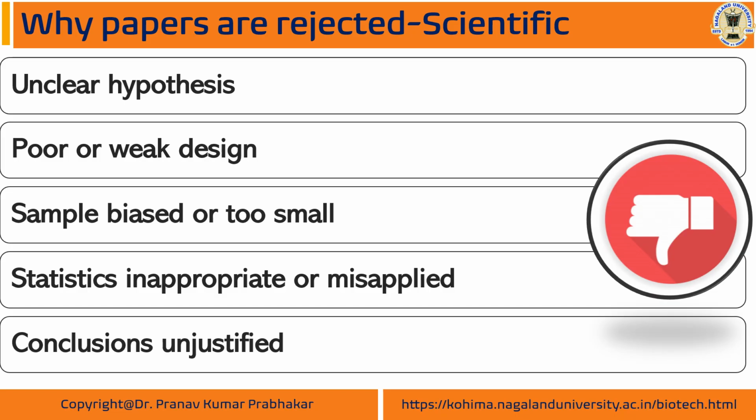Sometimes, whatever sample you have collected, if there is bias or a small number of samples which is not significant, then also the paper will get rejected. Then the statistical tool, which helps us in the analysis portion: if we have used a wrong statistical tool and misinterpret the statistical result, that also ultimately leads to the rejection of the paper. And if your conclusion is unjustified, like conclusions which overreach and do not directly support the results, it will lead to rejection. So these are some of the scientific reasons.